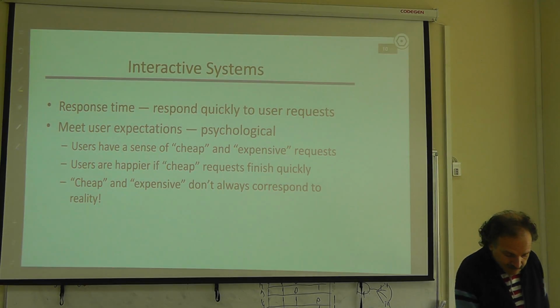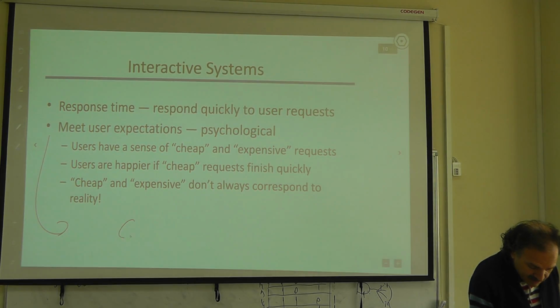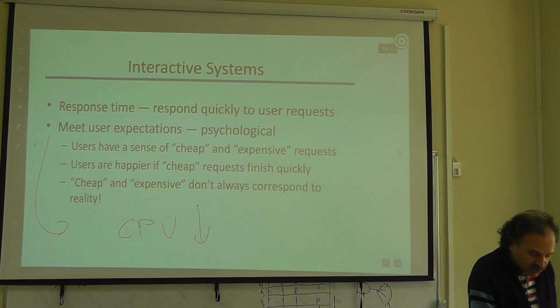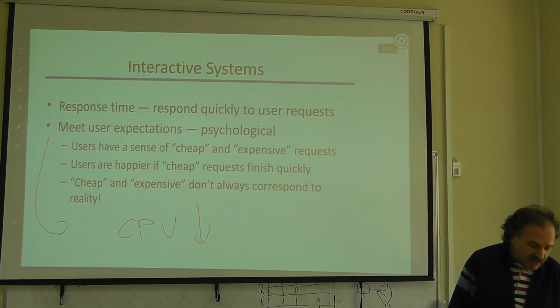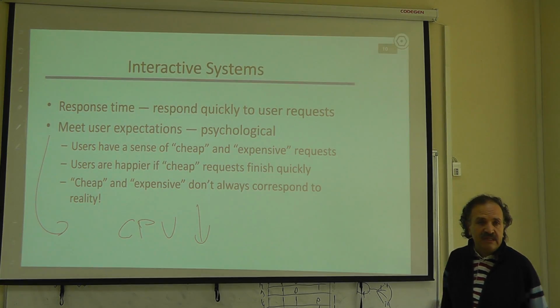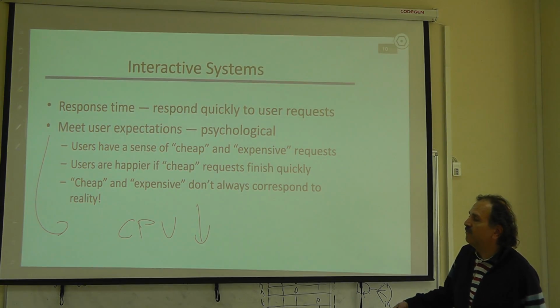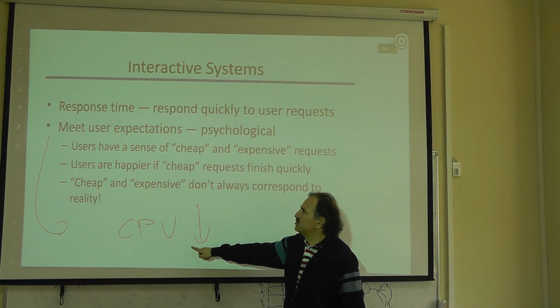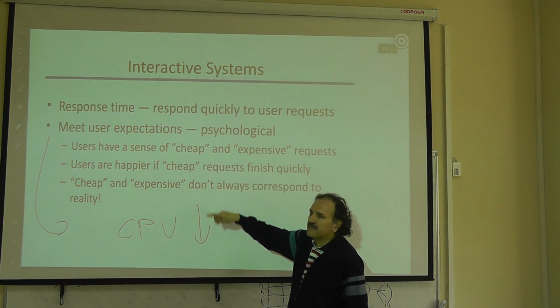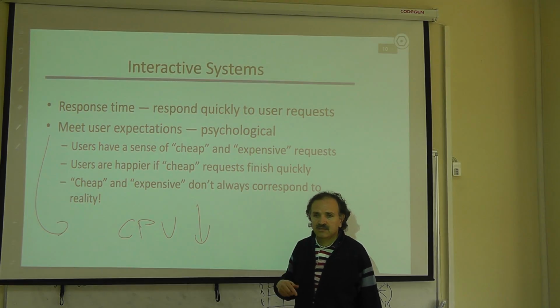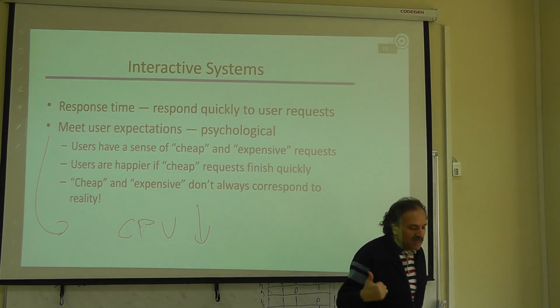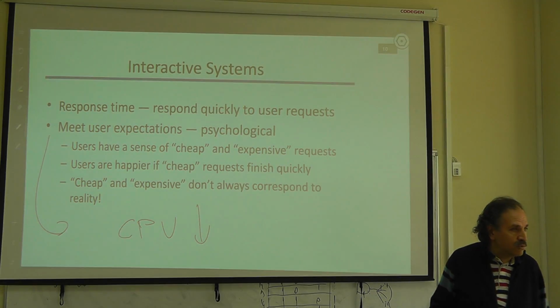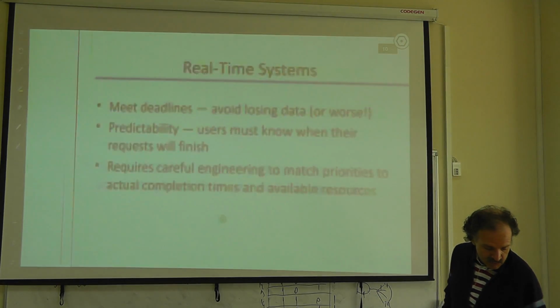I might lower my CPU utilization just to meet response time and the user expectation criteria. Because if my CPU utilization is low, my response time would be better, right? So for the interactive systems, higher CPU utilization is not a good thing. It's a bad thing most of the time.